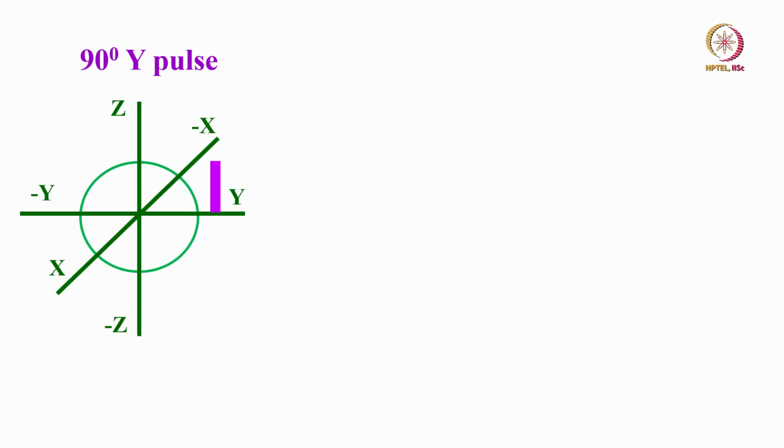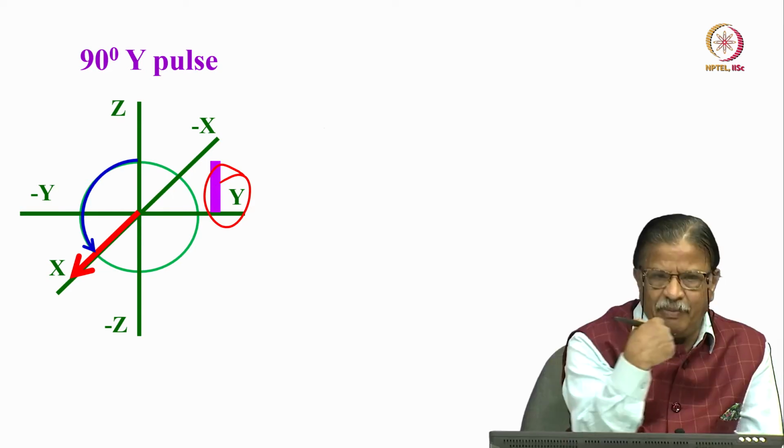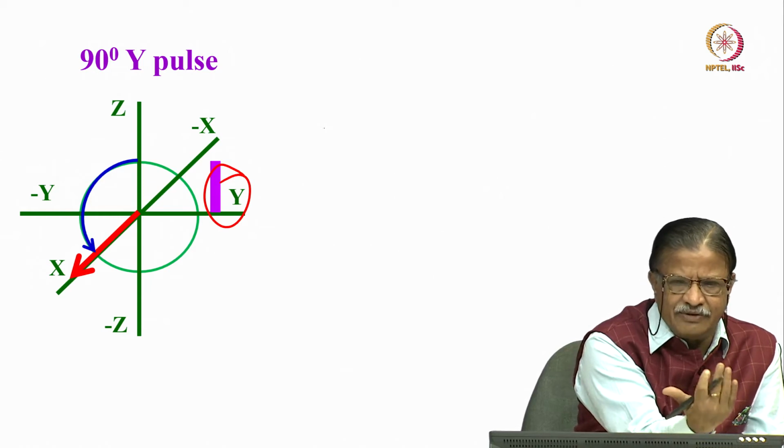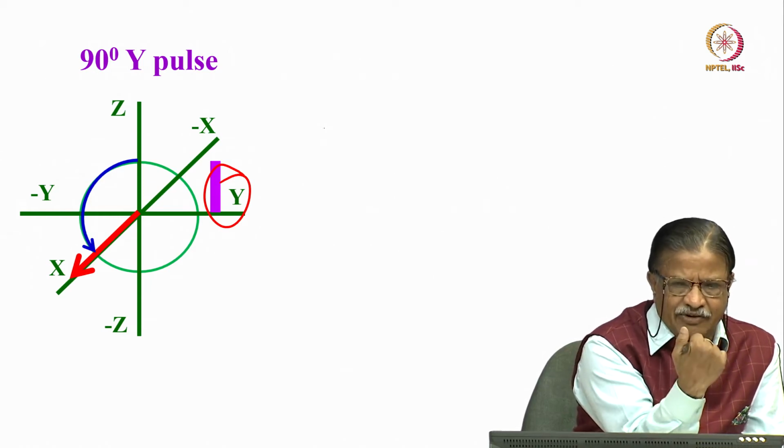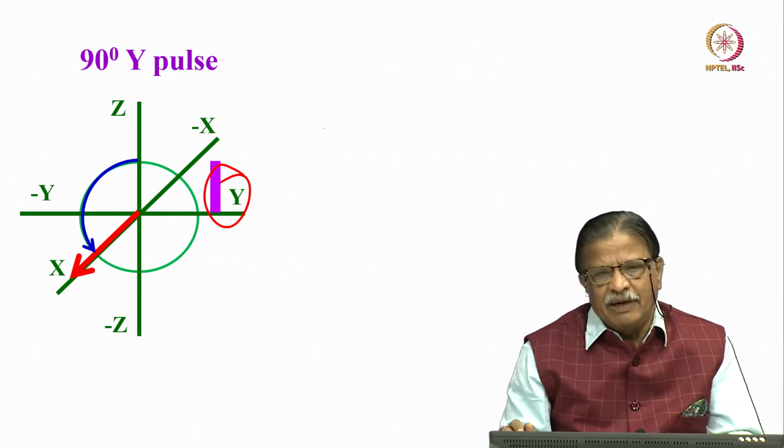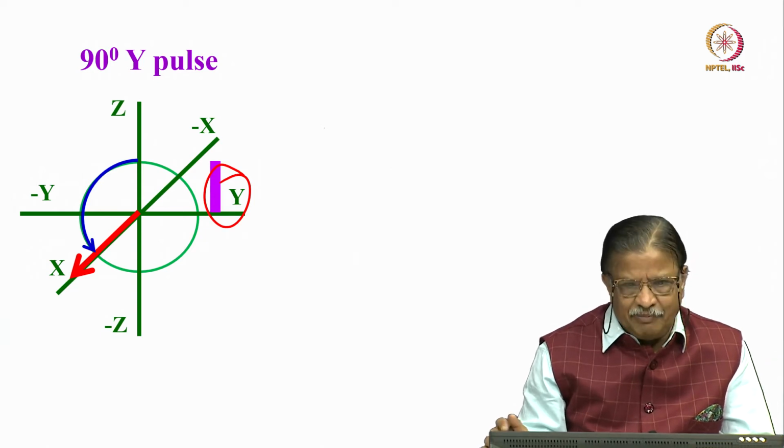Now, I am going to apply a 90-degree Y pulse, starting with the magnetization in equilibrium. I apply a 90 pulse which is along plus Y. If you apply the right hand thumb rule, with the thumb along the Y axis, the curly fingers tell me the direction of tilting. So, it tilts to the plus X axis. So, this is a 90-degree pulse.